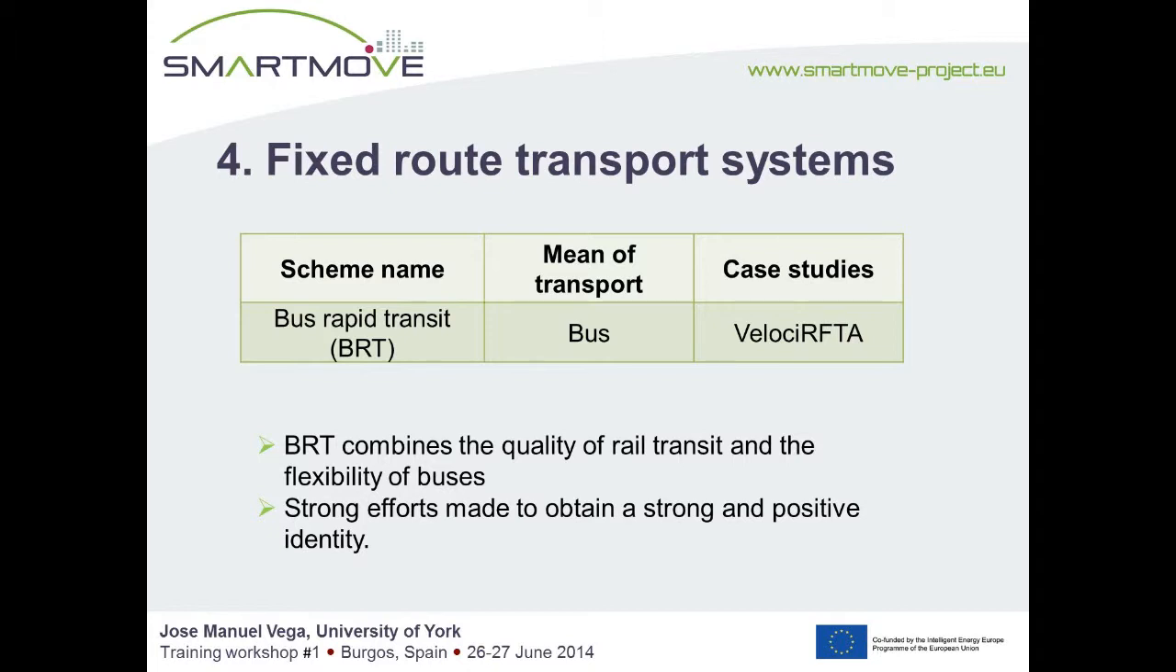Now, fixed route transport systems. I decided to include this one, although fixed routes don't work really well in rural areas. This rapid transit system is just starting in a rural area in the United States. They were linking a rural area with a city around 40 kilometers away, and what they achieved was to halve the travelling time. The impact on the use of public transportation was quite strong.